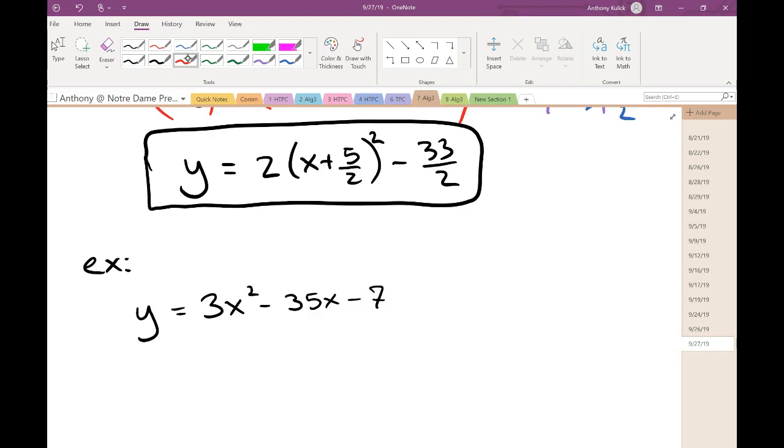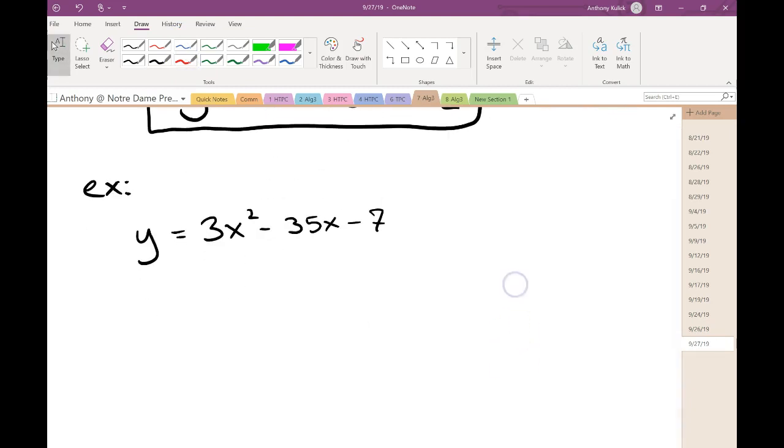This will be the last example. After we finish this, we'll be done for today. Okay? What should I do first? Divide both sides by 3. Good.